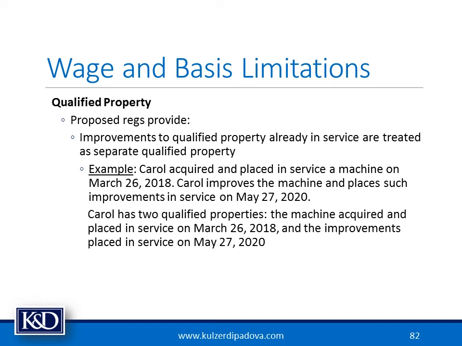In terms of the date that you use it, the depreciable period for improvements starts on the date that the improvement was placed in service. All right, you don't tack it to the property that it improved. So, in this example, where Carol acquired and placed in service a machine on March 26, 2018, when she improves it on May 27, 2020, she's going to be considered to have two pieces of qualified property: the machine that was acquired and placed in service on March 26, 2018, and the improvements that were placed in service 2 years later. All right, two separate pieces of property with two separate depreciable periods.